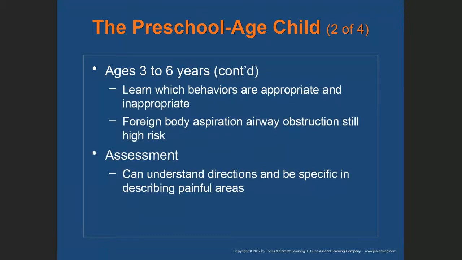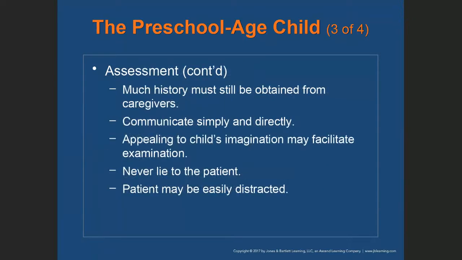Learn which behaviors are appropriate and inappropriate. Foreign body aspiration and airway obstruction are still a high risk. For assessment, they can understand directions and be specific in describing painful areas. Much history must still be obtained from caregivers. Be simple and direct with your communication. Appealing to the child's imagination may facilitate the examination process.